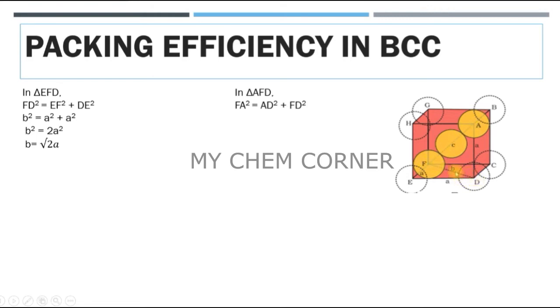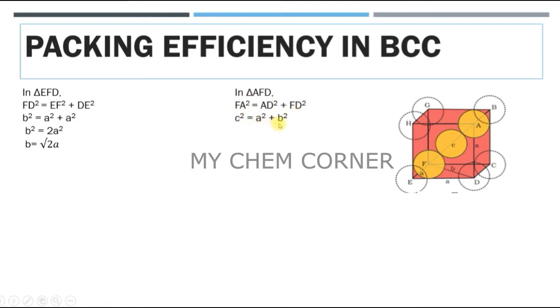So FD is already named as B, which is the hypotenuse of the previous triangle. This AD is the normal edge length of any cube. AF is the new hypotenuse which contains the body centered atom. Now we'll just substitute the values into it. So FA is nothing but C, AD is A, and FD is going to be B. So when you put that, you will get an equation like this.